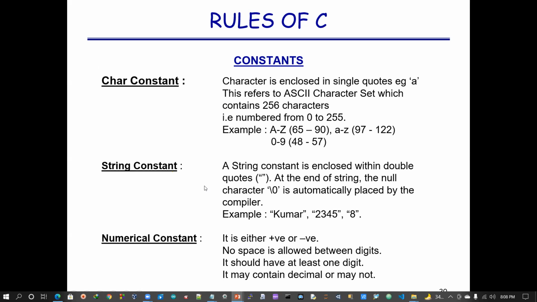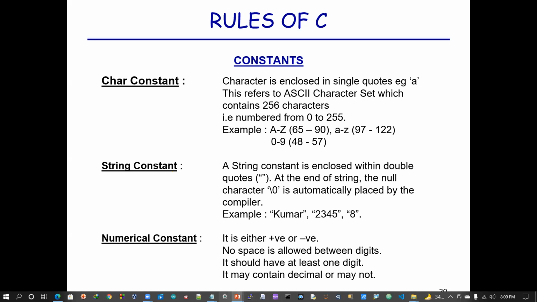Okay. Now coming on the string constant. See here, a string constant is what? It is totally different from the character constant. So how is it defined, Kaushik? A string constant is enclosed within double quotes. This is the difference. Character constant is enclosed within single quotes, but a string constant is enclosed within double quotes. Second point, at the end of the string, the null character is automatically placed by the compiler. Second point, understand the points? Null character for each and every string.